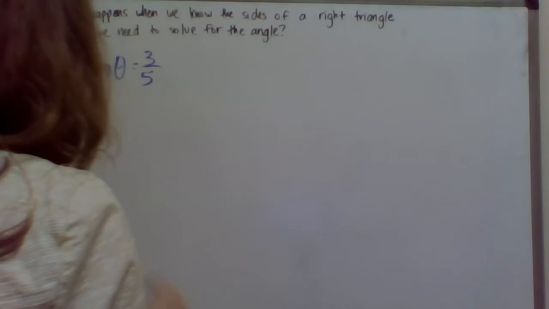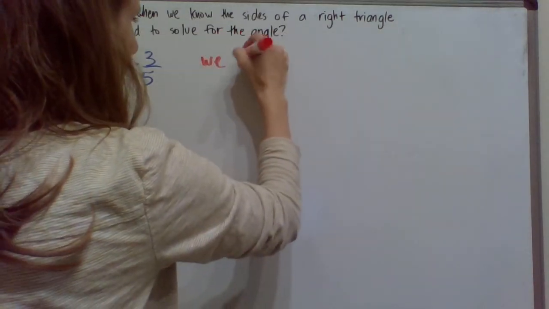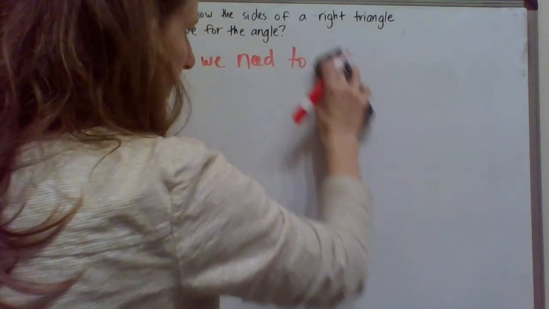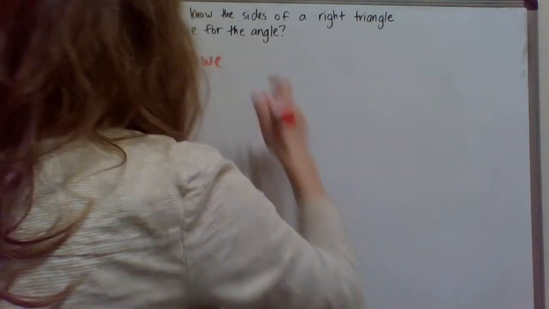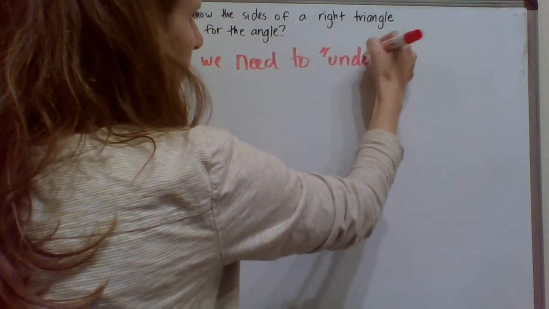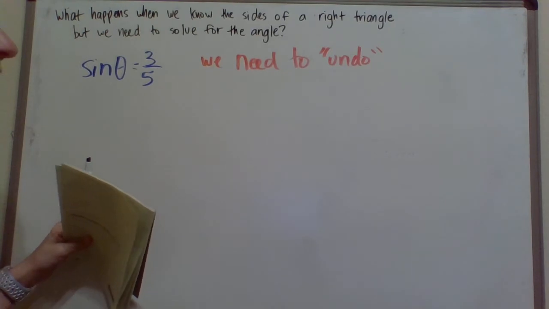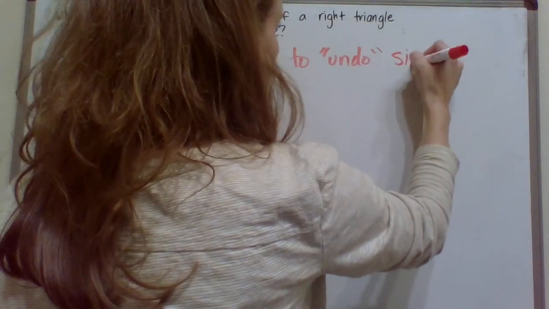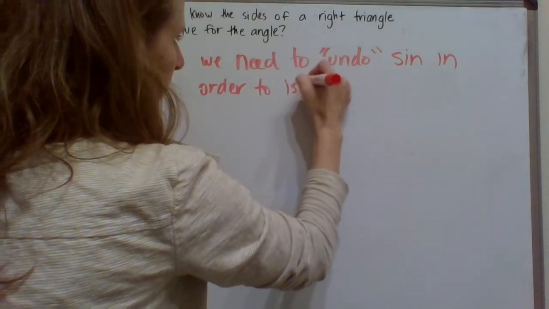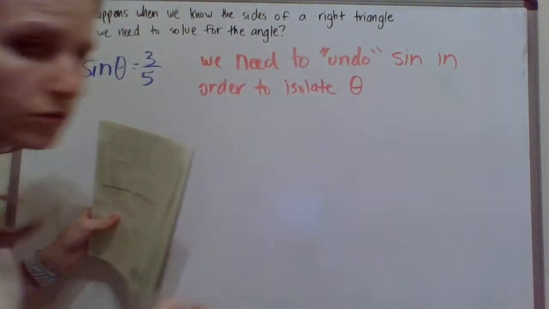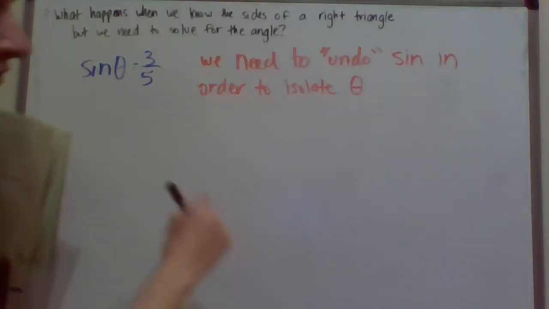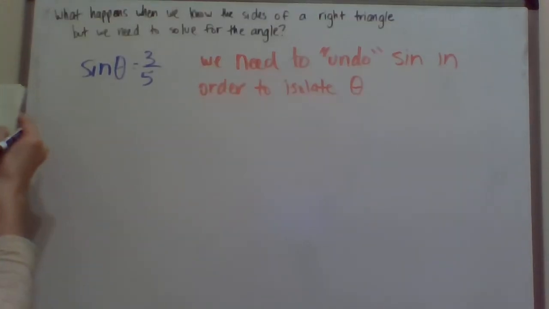So we need to undo, very, very informal, writing the word undo, but that's kind of what explains it well. So we need to undo sine in order to isolate theta. To do that, we are going to use literally inverse sine, or sine inverse. I really don't care which one you say.